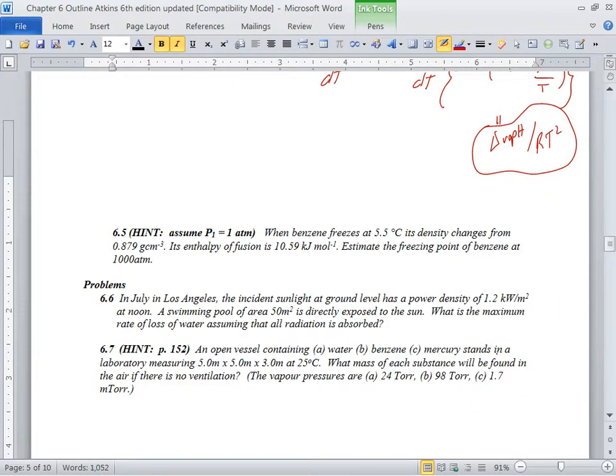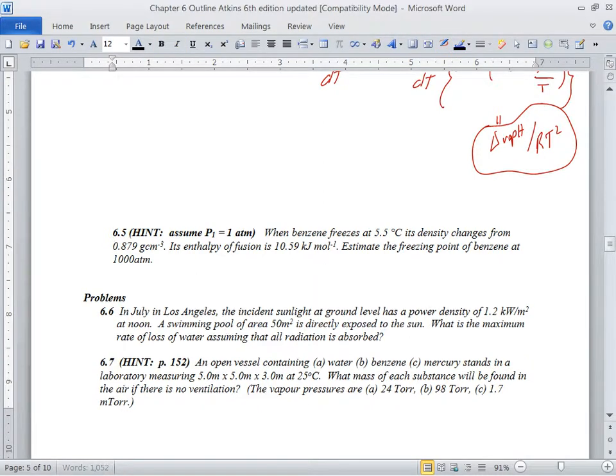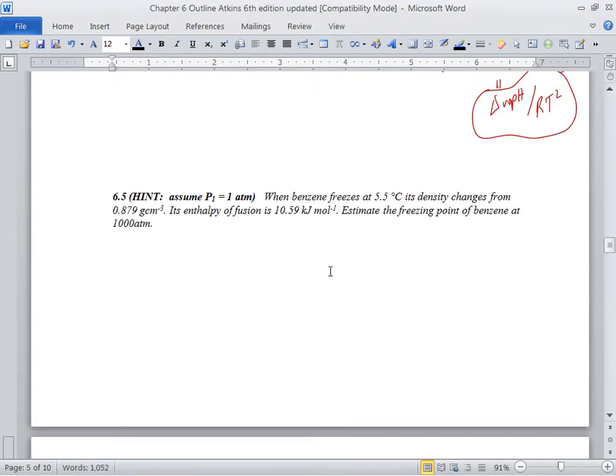Number 5. Hint, assume P1 is 1 atmosphere. When benzene freezes, its density changes from 0.879 grams per cubic centimeter. What does that mean? Is that typed up wrong? I think we're missing a density. It changes from what to what?